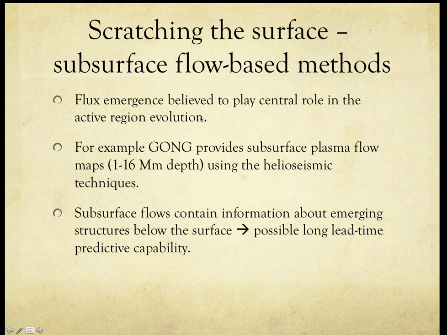What is really cool in connection with this idea is that, for example, the GONG network provides subsurface plasma flow maps using helioseismic techniques. GONG provides these sub-photospheric plasma flow maps between depths of 1 to, say, 16 megameters or so. The idea is that the subsurface flow maps, for example those obtained through GONG, contain information about future emerging magnetic field structures, and that may give us keys to start generating long lead time flare predictions.